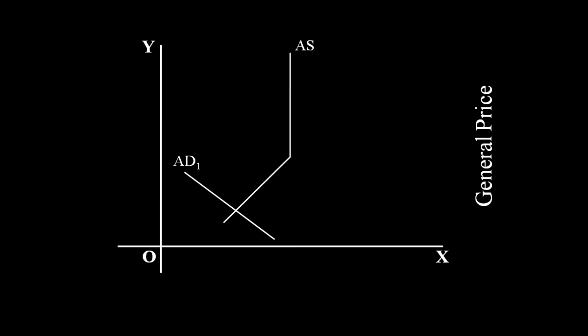Demand pull inflation can be explained in terms of aggregate demand and aggregate supply curves. In this graph, the general price level is measured along the y-axis and national product is measured along the x-axis.